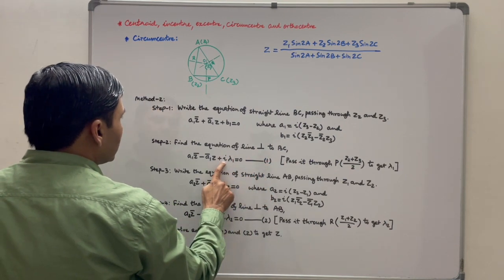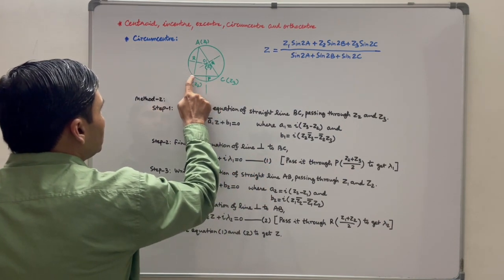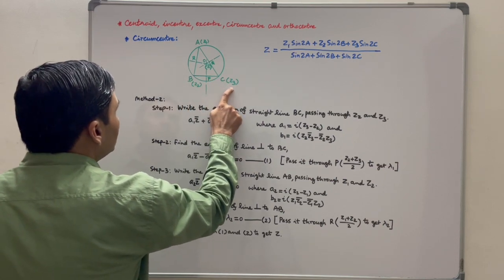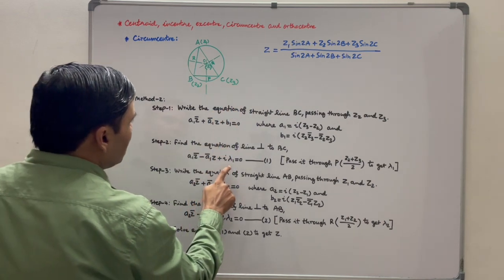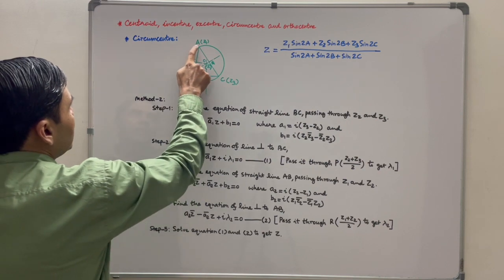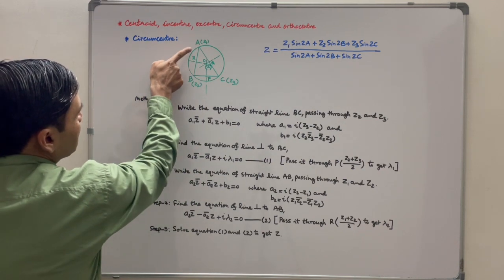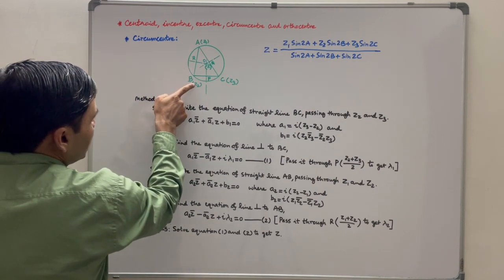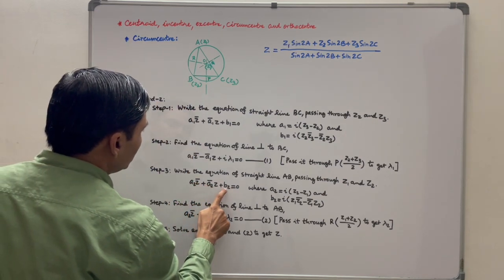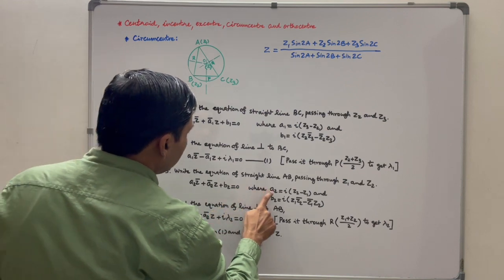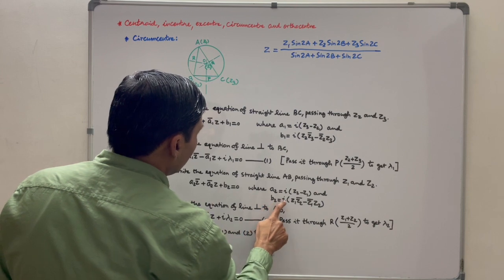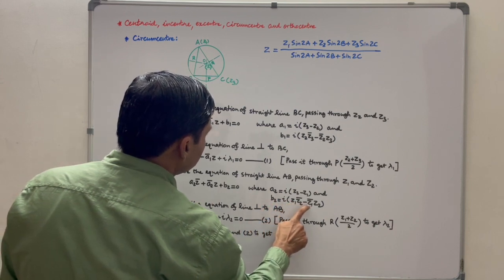We will pass this line through point P, which is midpoint of BC, and it is given by Z2 plus Z3 by 2. So we will get value of lambda 1. Similarly, we will write equation of a straight line AB that passes through Z1 and Z2. Suppose it is given by A2Z bar plus A2 bar Z plus B2 is equal to 0, where A2 is equal to I into Z2 minus Z1 and B2 is equal to I into Z1 Z2 bar minus Z1 bar Z2.